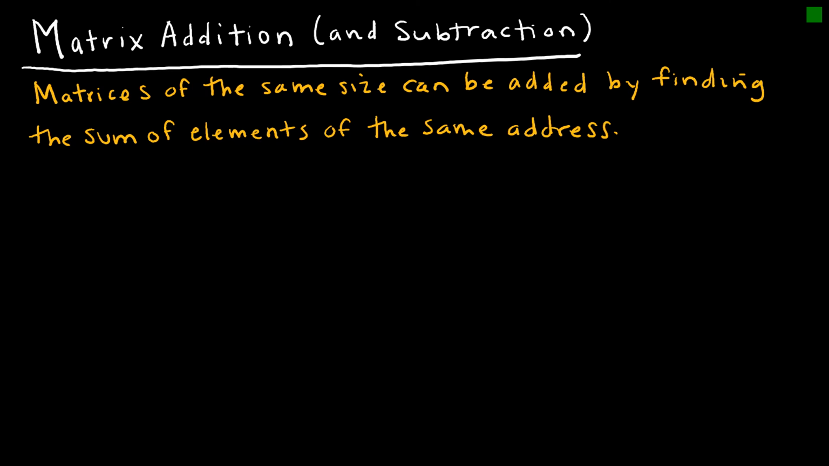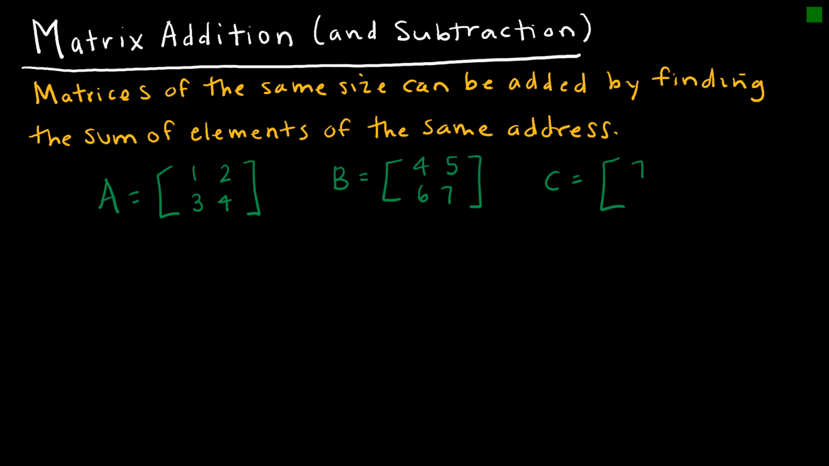So we're going to talk about a couple of different matrix operations, and the first is matrix addition, which is basically the same as subtraction. As we know, it's the same concept. So I'm going to make up just a couple of matrices here, and I'm going to let A be 1, 2, 3, 4. This is a 2 by 2 matrix. I'm going to let B be 4, 5, 6, 7, and I'm going to let C be 7, 8, 9, 10, 11, 12.